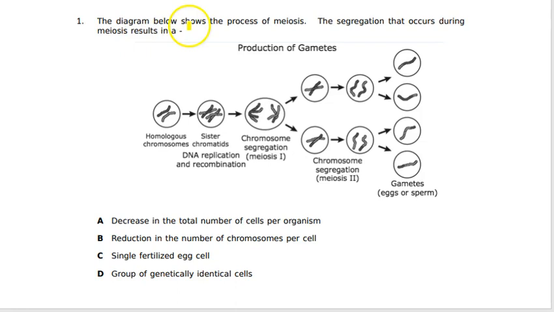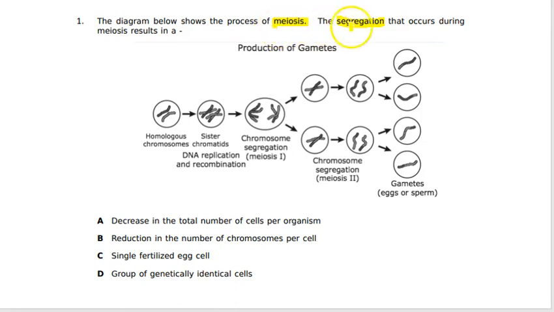So the diagram shows the process of meiosis. Remember, meiosis is a type of cell division that creates gametes or sex cells, sperm and egg. The question's asking us about the segregation that occurs during meiosis results in what? So the word segregation may not be familiar to you. That just means to separate.